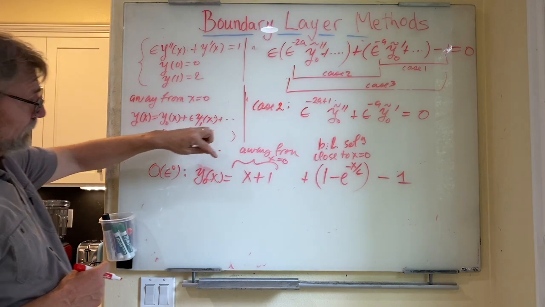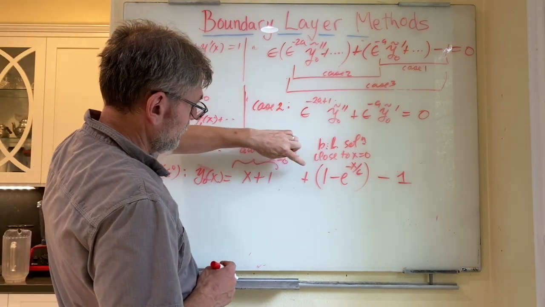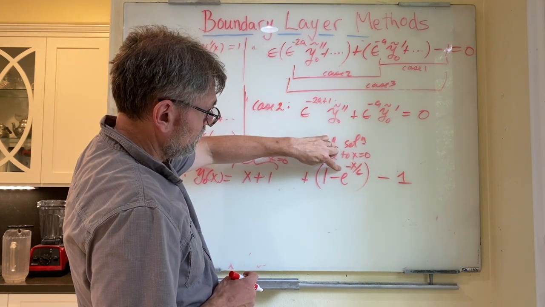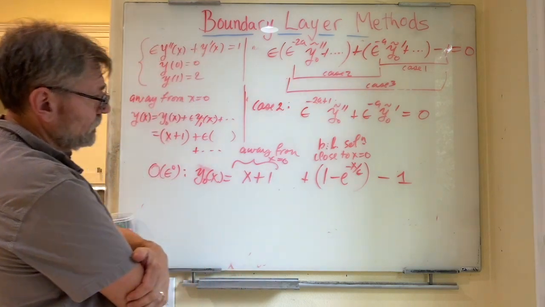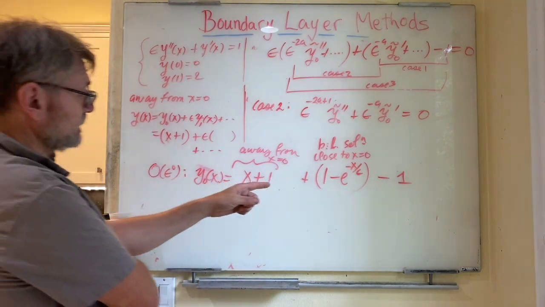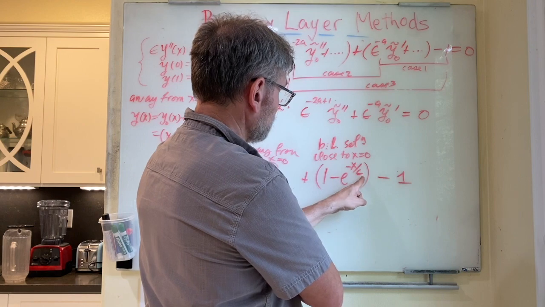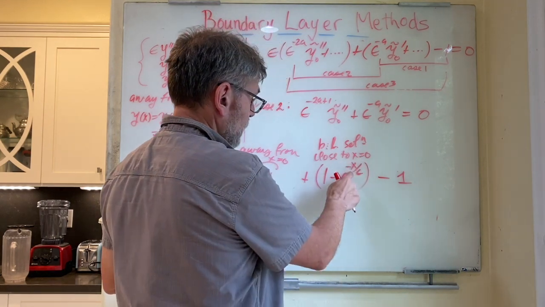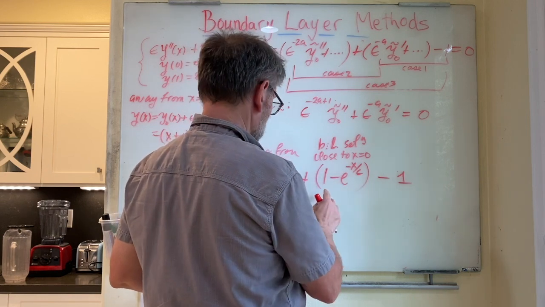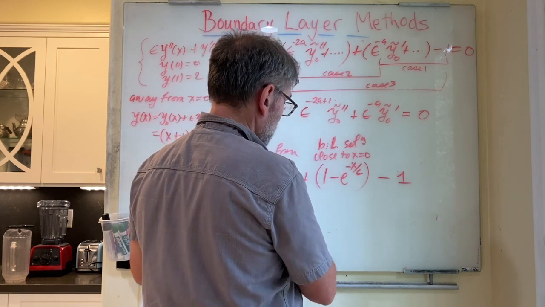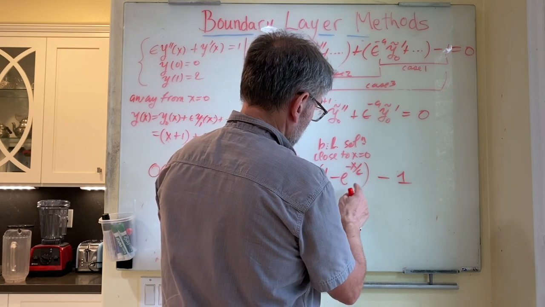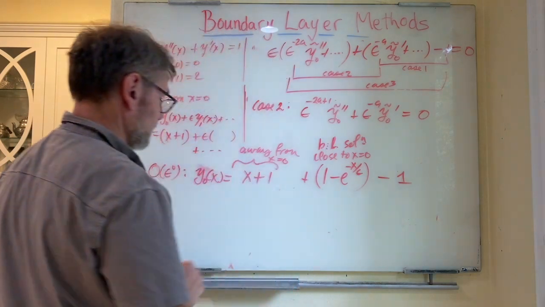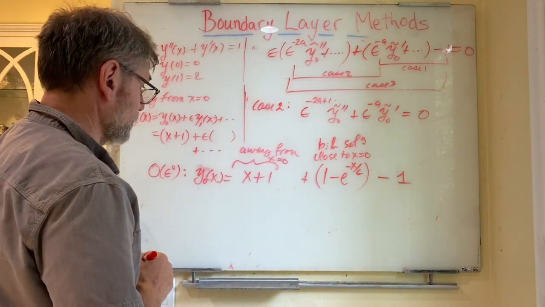At x equals 1, what I have is 1 plus 1 is 2, plus 1 minus 1. So as I approach x equals 1 and epsilon goes to 0, this term here vanishes, right? So if I go close to x equals 1, this term vanishes, so I get 1 plus 1 is 2, plus 1, this term vanishes, minus 1, and vanishes, so I get 2. This term also. So it also satisfies the boundary condition.